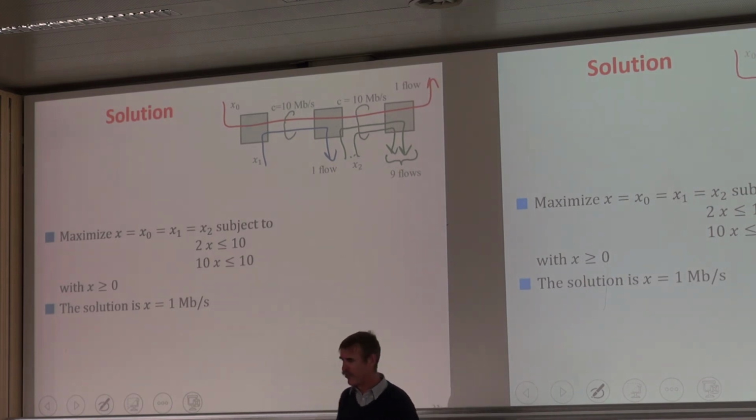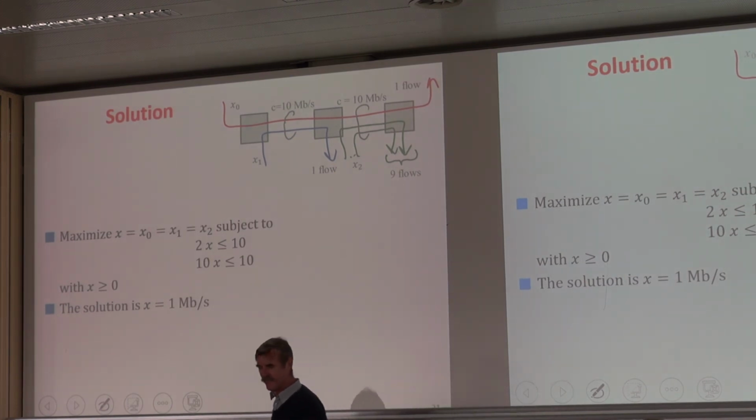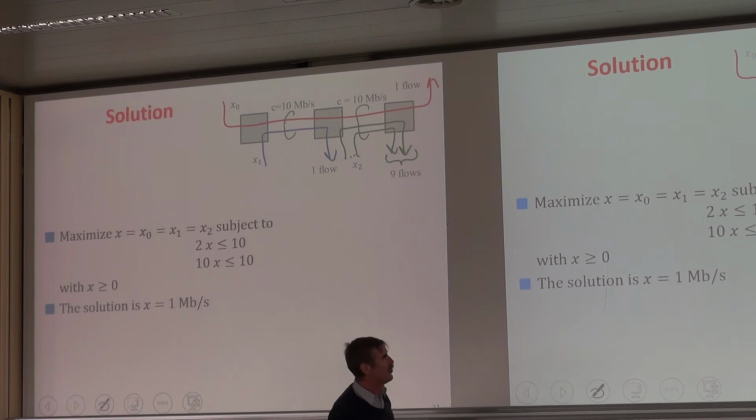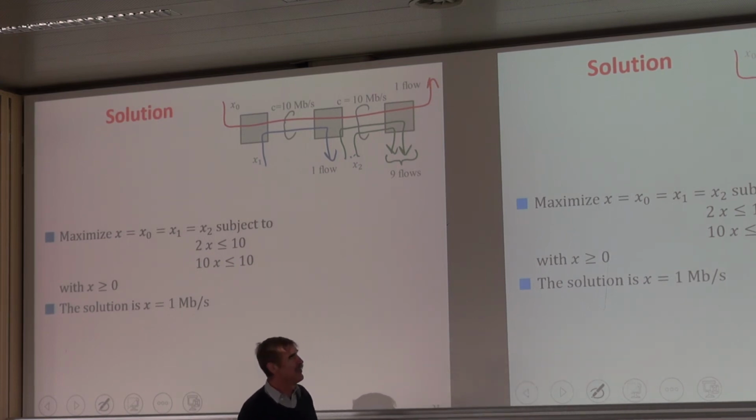Again, a linear program. We have to maximize x, which is the same rate given to everyone, subject to the constraints. What are the constraints? Well, now they are simple because they're in one variable, 2x less than 10, 10x less than 10. Then x is less than 1 and x is less than 5. The first inequality is always redundant. So x is less than 1. What's the max of x subject to x less than 1? We don't need software to find that it's 1.